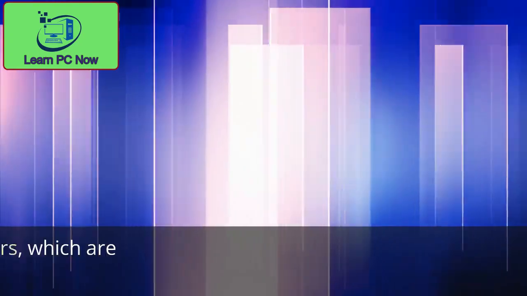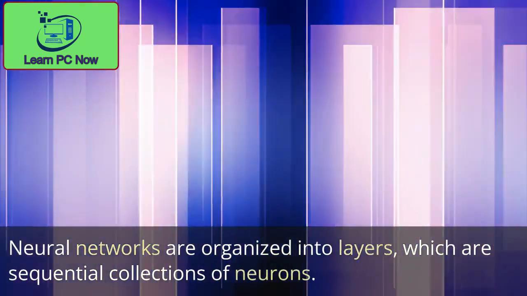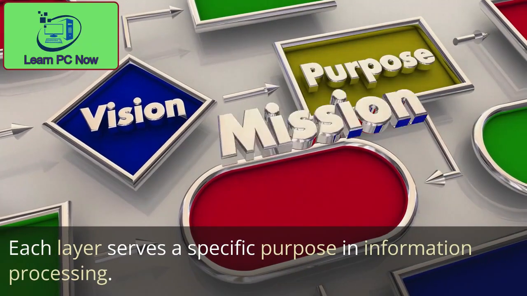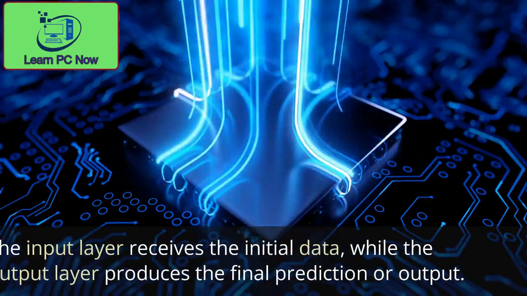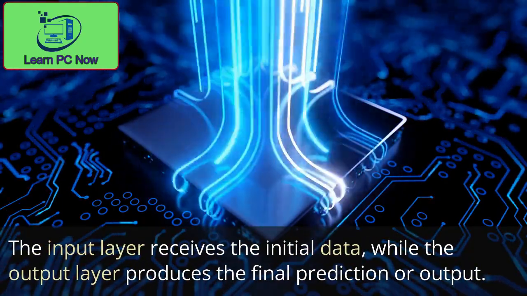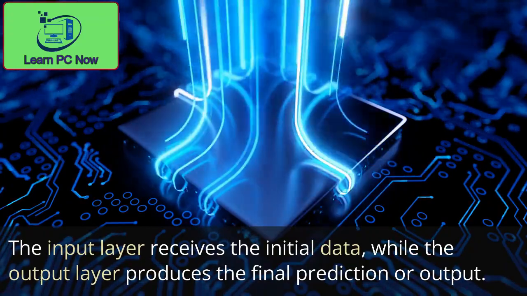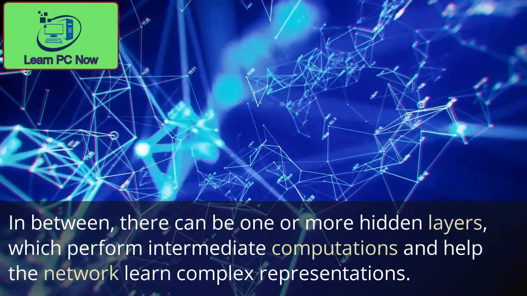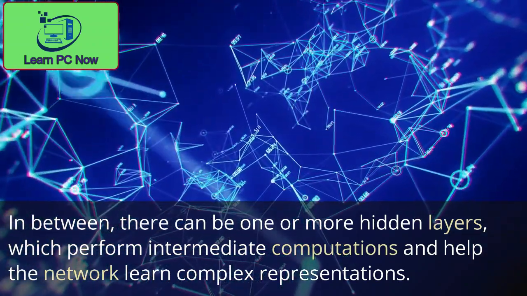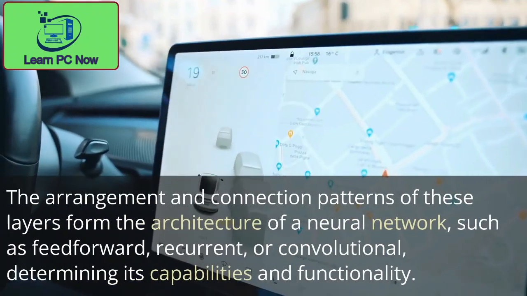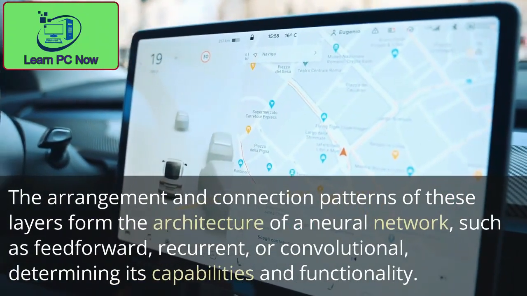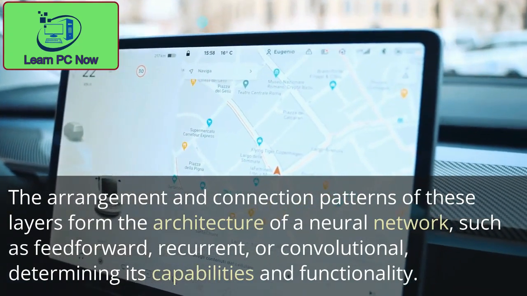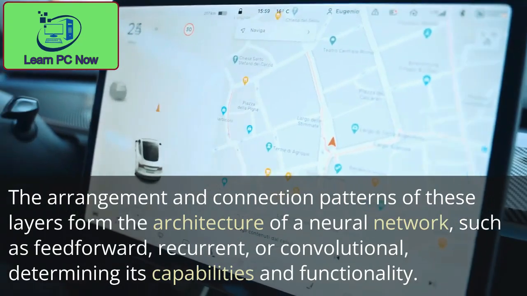Layers and architectures. Neural networks are organized into layers, which are sequential collections of neurons. Each layer serves a specific purpose in information processing. The input layer receives the initial data, while the output layer produces the final prediction or output. In between, there can be one or more hidden layers, which perform intermediate computations and help the network learn complex representations. The arrangement and connection patterns of these layers form the architecture of a neural network, such as feedforward, recurrent, or convolutional, determining its capabilities and functionality.